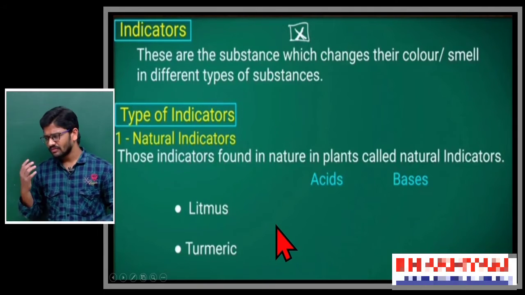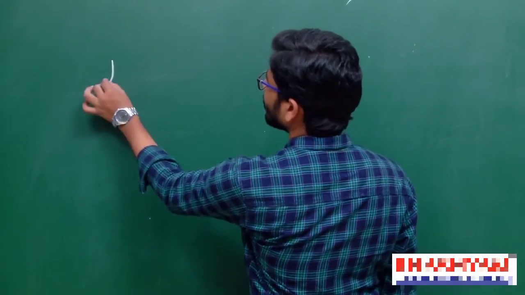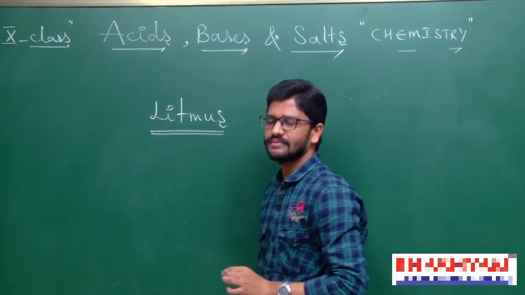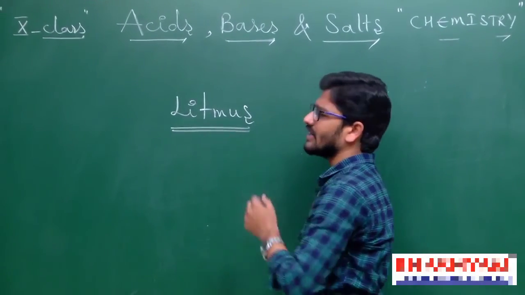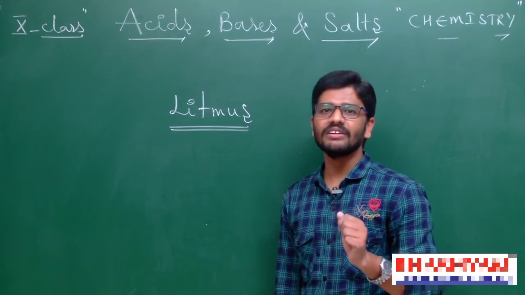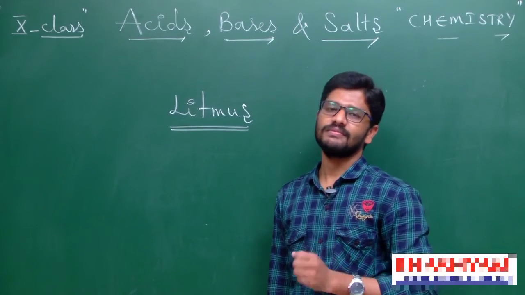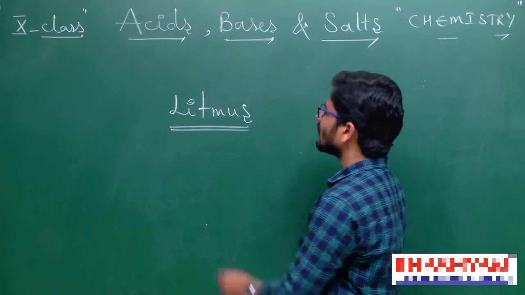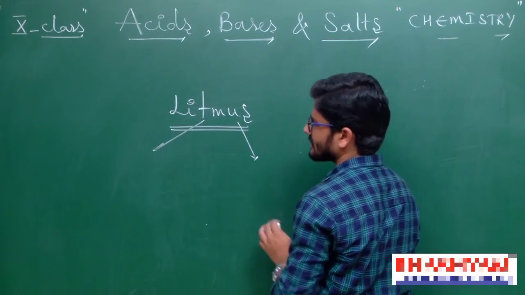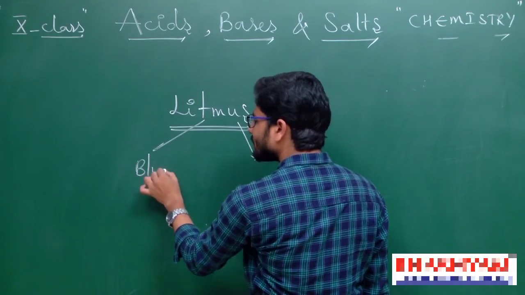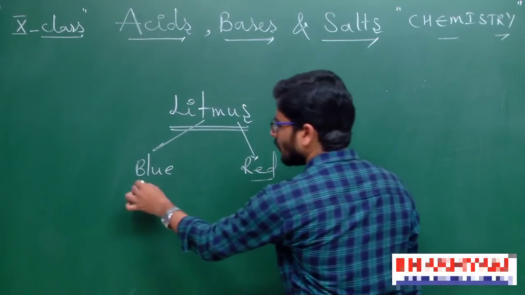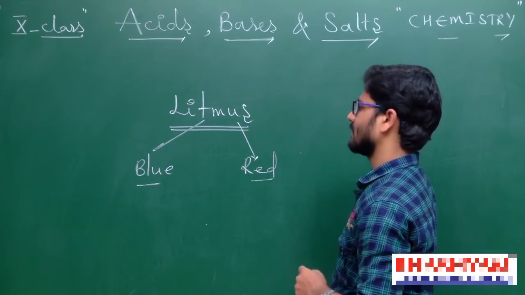Now look at the board. Litmus is a natural indicator. Litmus solution can be obtained from lichen plants, which belong to the Thallophyta group. Litmus is available in two papers, that is blue litmus paper and red litmus paper.